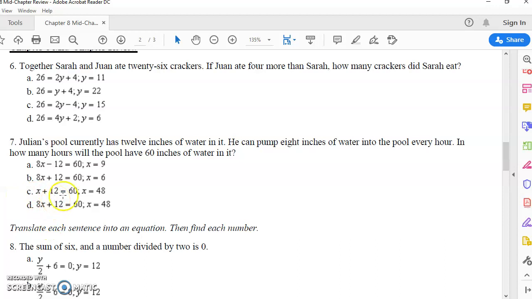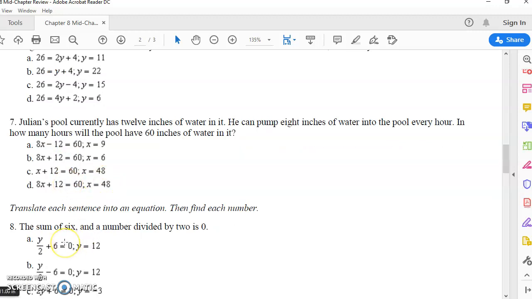B as in boy. 8x plus 12 equals 60. And x is equal to 6. That's how many hours it would take to get 60 inches of water in the pool.